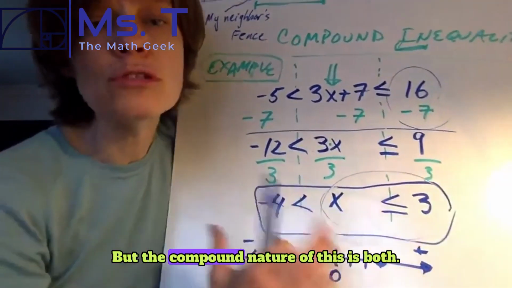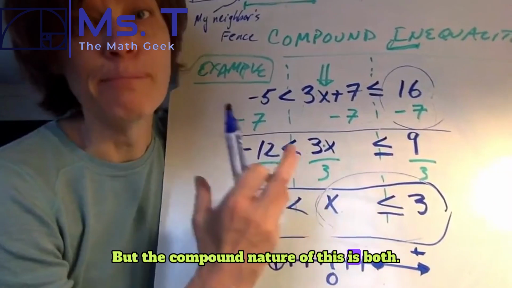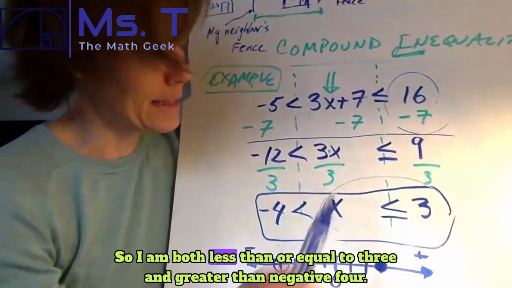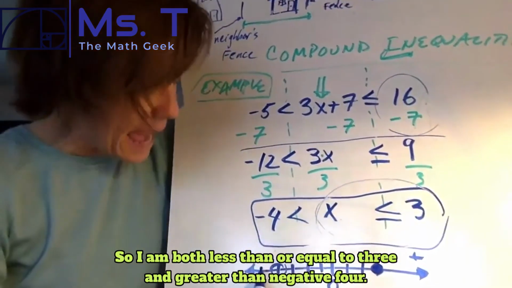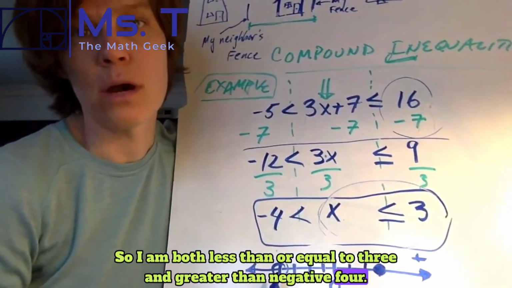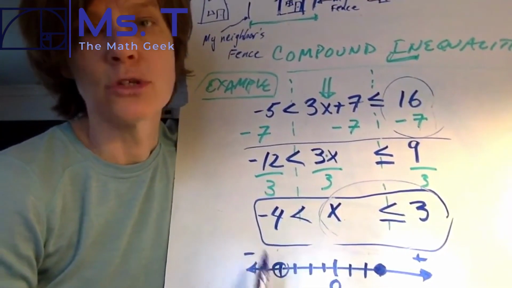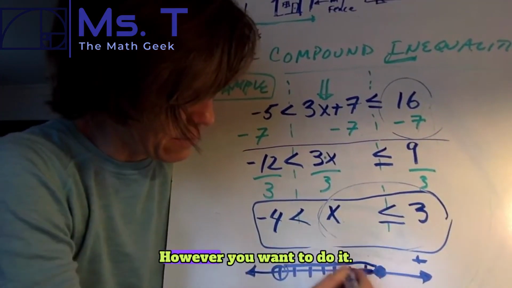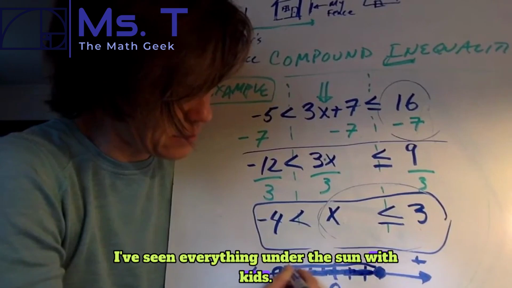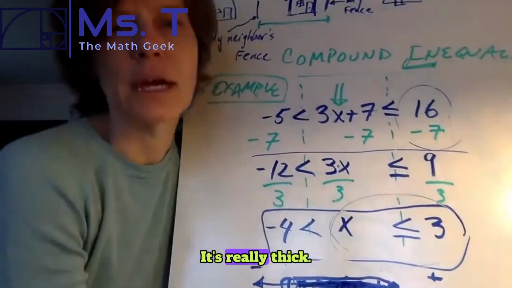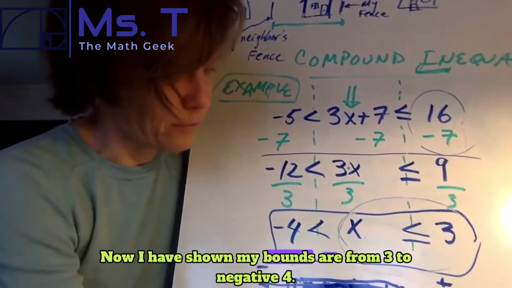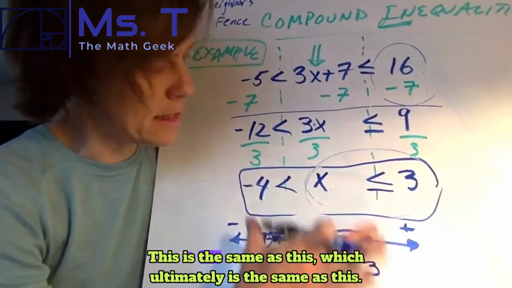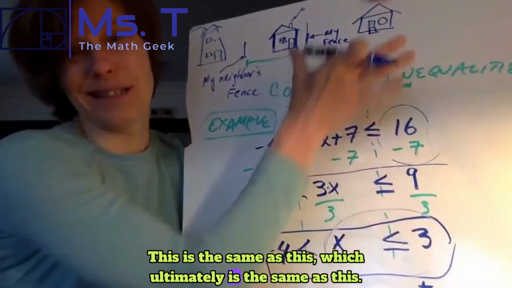But the compound nature of this is both. So I am both less than or equal to 3 and greater than -4. Okay? So I only fill out in between these things, however you want to do it. I've seen everything under the sun with kids. Right? It's really thick. Now I have shown my bounds are from 3 to -4. This is the same as this, which ultimately is the same as this.